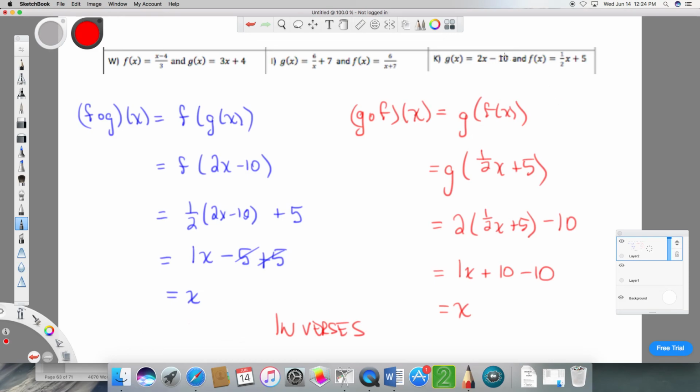in which case you could come back and rename either one of these functions. You could rename f and call it g inverse, or you could rename g and call it f inverse.